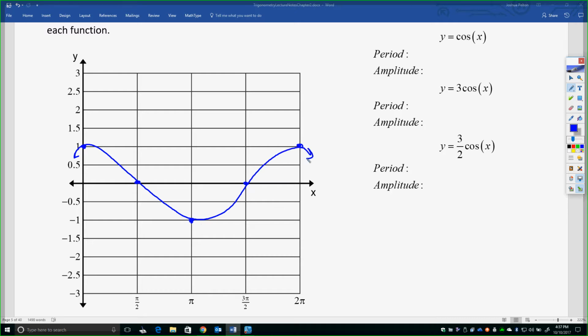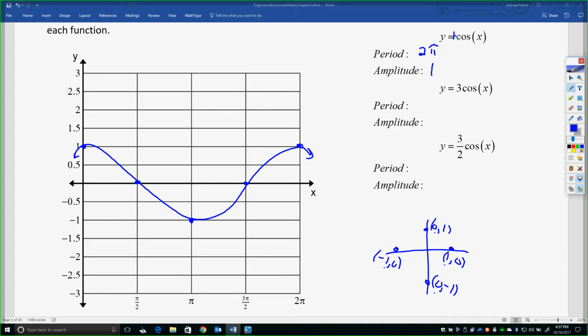Okay, so unit circle, 1, 0, 0, 1, -1, 0, and 0, negative 1, where the first values are the cosine. Okay, so cosine has a period of 2 pi and an amplitude of 1 by default.